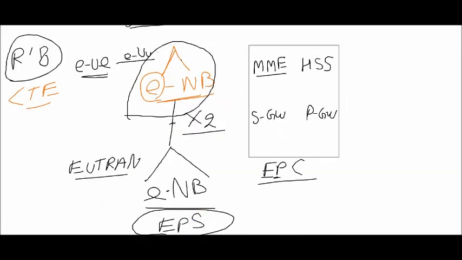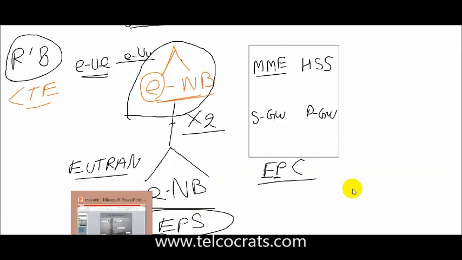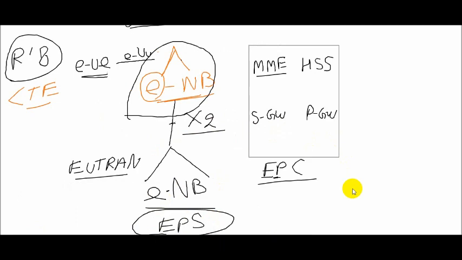Mobility management entity. The mobility management entity is responsible for all the signaling part happening around, right? So all the signaling that has been taking place is the responsibility of the MME, right?